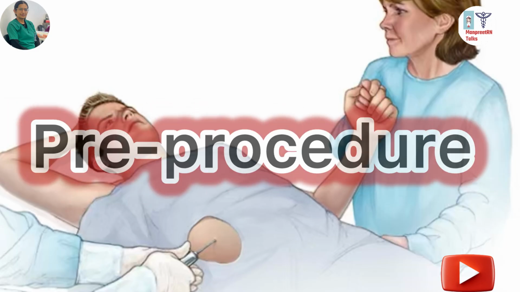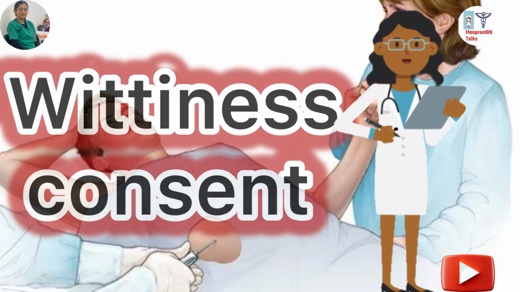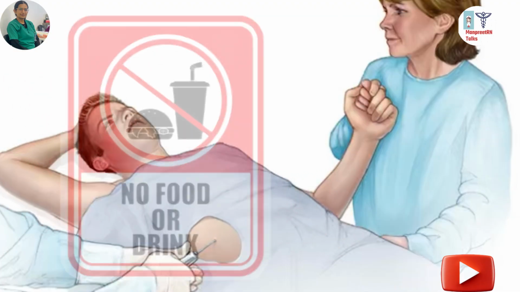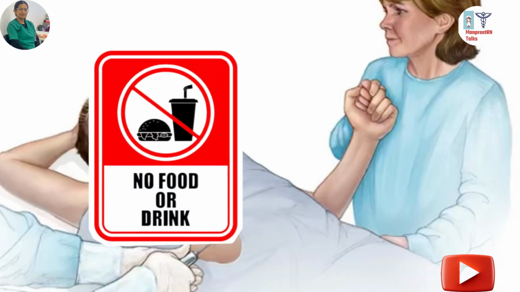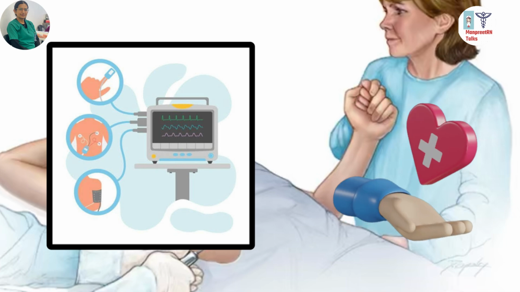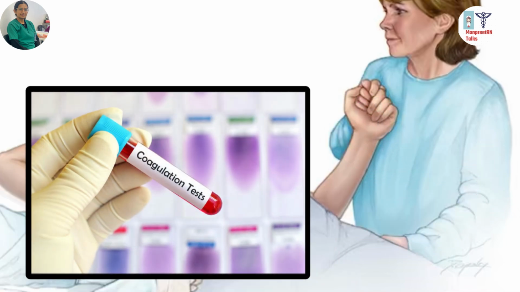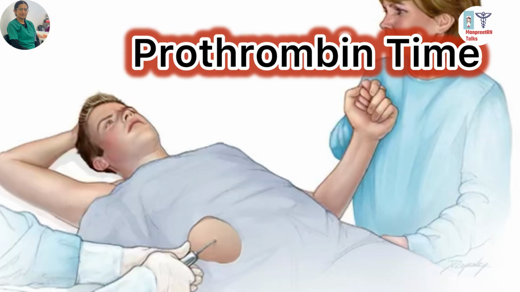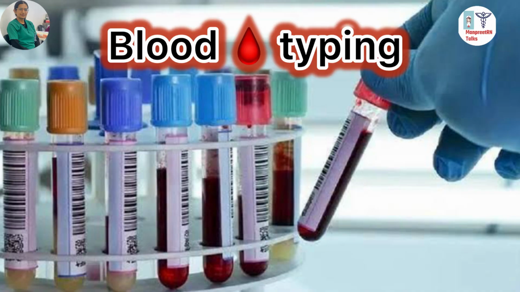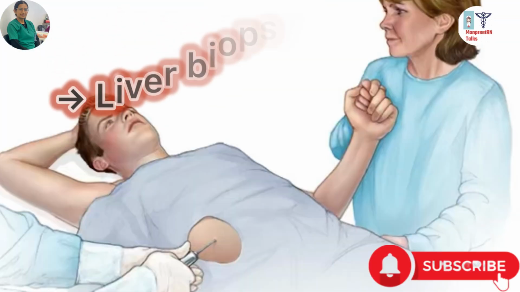So, pre-procedure. Before taking the biopsy, what should the nurse do? Always obtain witnessed informed consent, and always withhold food and fluid for at least 8 to 12 hours before the procedure. Perform a baseline assessment including vital signs of the patient, and assess the results of coagulation tests like prothrombin time, partial thromboplastin time, and platelet count. Always obtain blood typing and crossmatch, because liver biopsy is a highly vascular procedure.